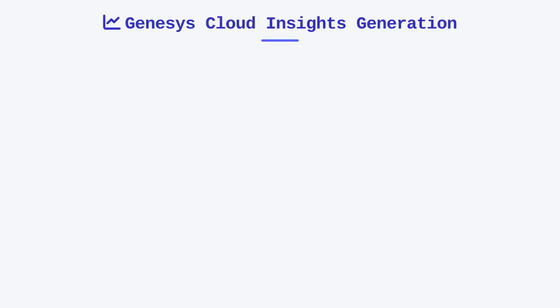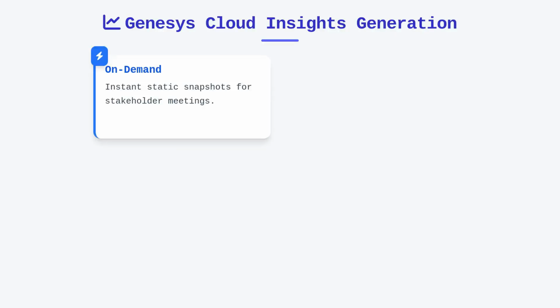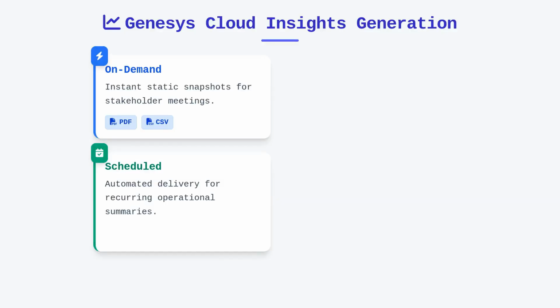Genesys Cloud allows you to handle these insights through both scheduled and on-demand generation, providing flexibility depending on your immediate business needs. If you require a static snapshot for a stakeholder meeting, you can trigger an on-demand report in either PDF or CSV format directly from the interface. For recurring requirements, such as a weekly summary report for operations management, the platform supports automated scheduling where the system pushes the data to authorized recipients at set intervals.